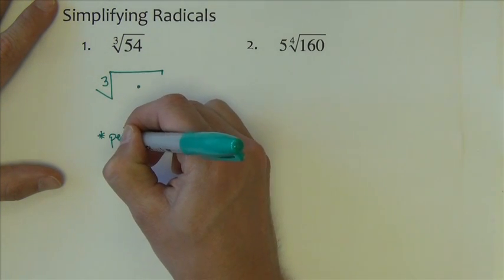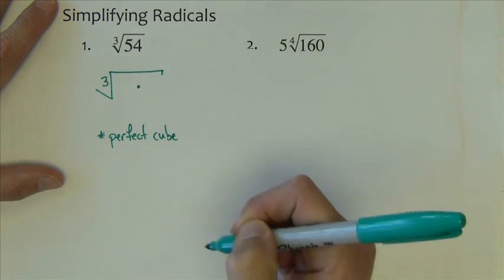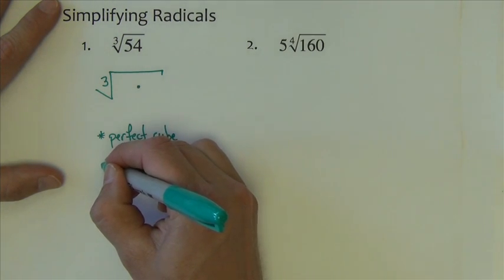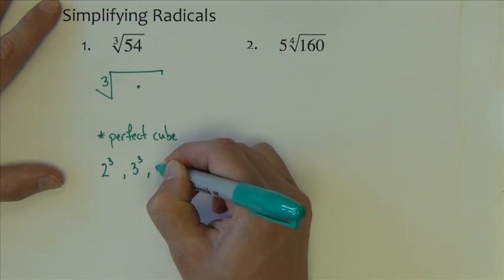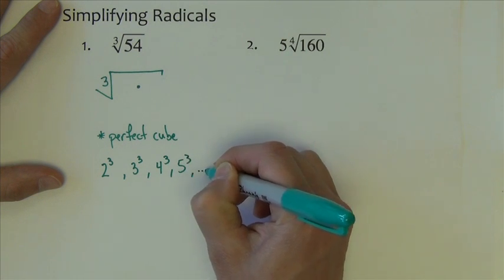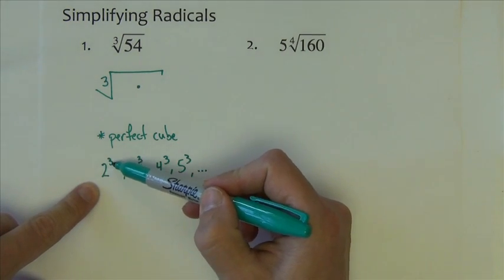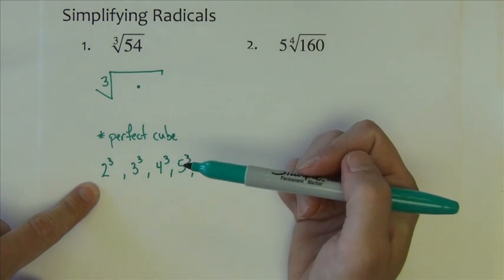Okay, so use a perfect cube this time. What do I mean by perfect cubes? Perfect cubes are 2 cubed, 3 cubed, 4 cubed, 5 cubed, etc. So I go kind of this way. 2 to the third power is 8. Can I do 8 times a number and get 54?